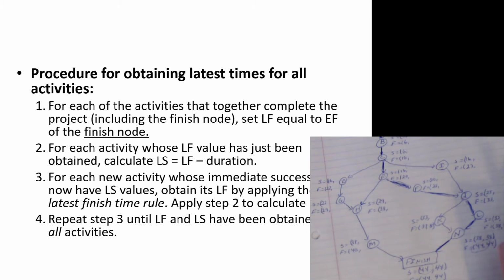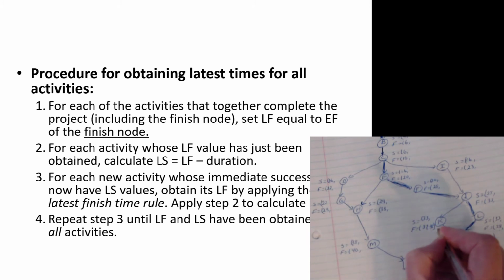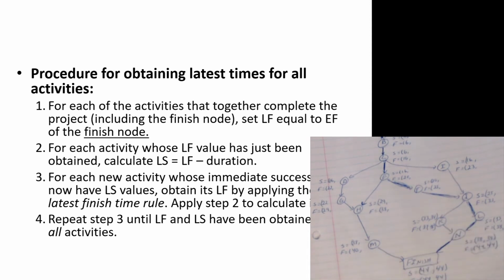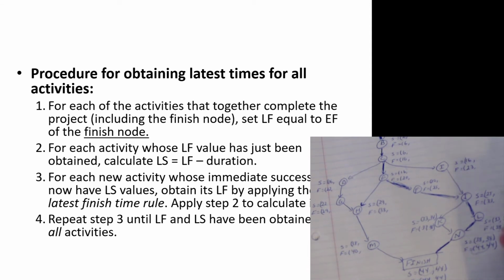So 38 minus L took what, 8 weeks? 5 weeks, sorry. And so it's 33. And same thing for activity K. K took only 4 weeks, so 38 minus 4 is 34. I go back to J, and I see that the latest start time for L is 33. The latest start time for K is 34. I take the earlier of that number.